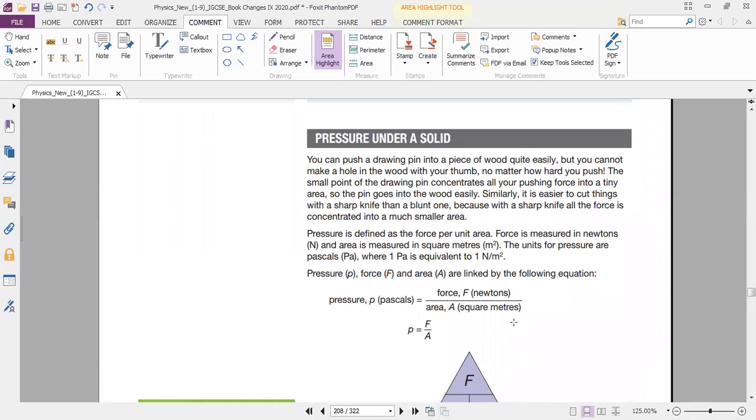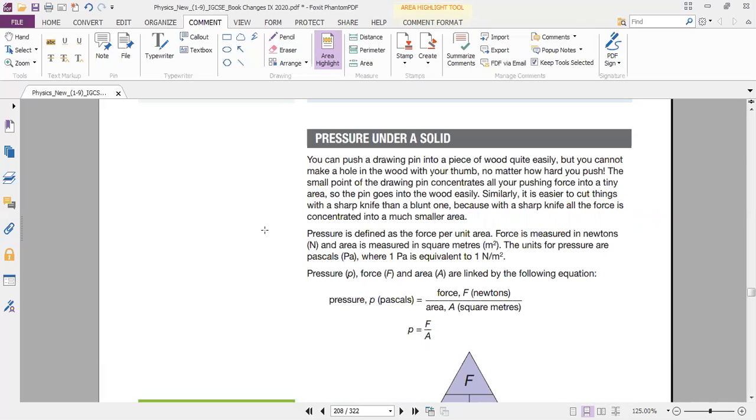Then we will read pressure under a solid. If we put anything under an object, the object would feel pressure. The equation of pressure is pressure equals force divided by area. Force is expressed in newtons, area is expressed in square meters, and pressure is expressed in pascals.